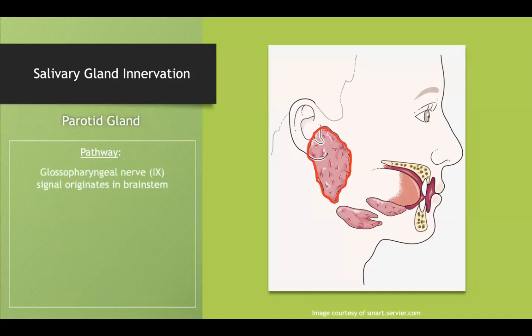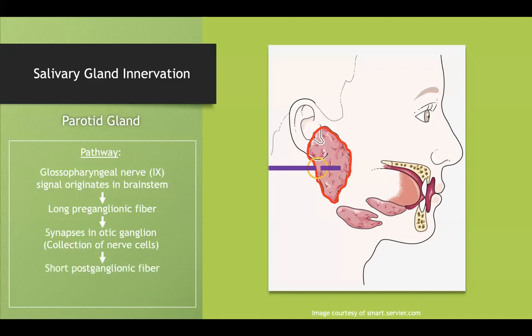For the parotid gland, it's actually the glossopharyngeal nerve or cranial nerve 9 that sends the signal, and that signal again will travel down a preganglionic fiber. It'll synapse in a ganglion, which is named the otic ganglion in this case. That otic ganglion will transmit the signal to a short postganglionic fiber and finally reach the parotid gland.